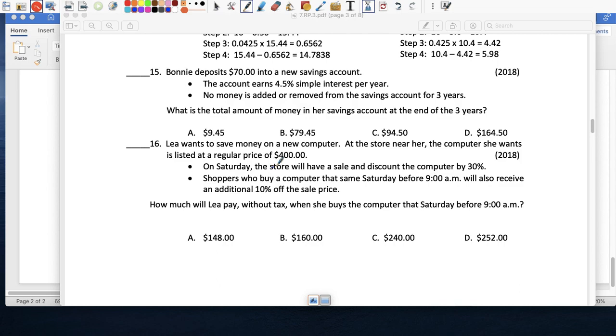Okay, 16, she wants to save money. The regular price is $400, and Saturday the store will have a discount of 30%, and then another 10%. How much will Leah pay without tax if she buys it at 9 a.m.? So, 400. There's a 30% discount. That means she has to pay for 70% of the computer. And then if she gets another 10% discount, that means she has to pay for 90% of the new price. So that's what you have to do. And you get 252.